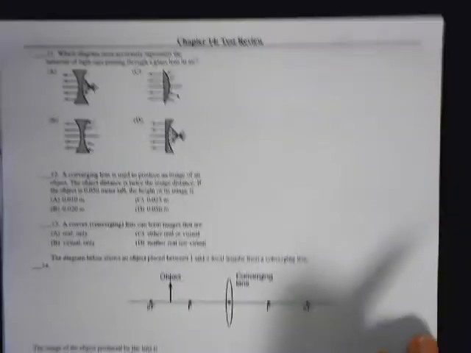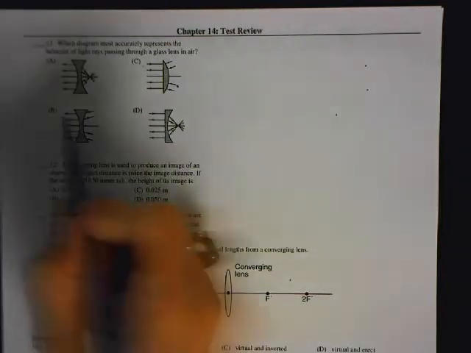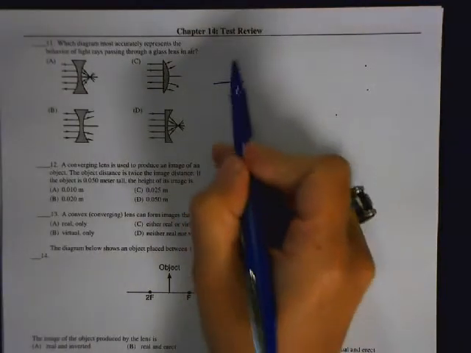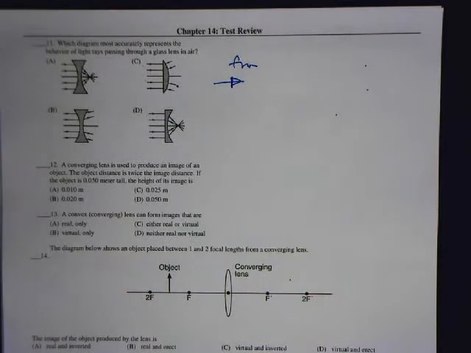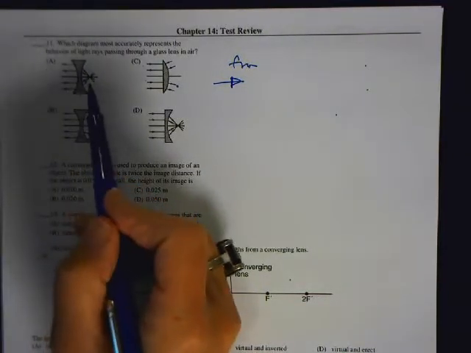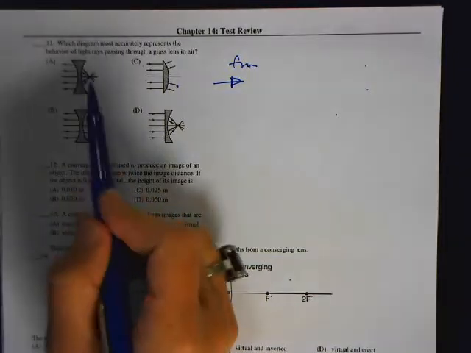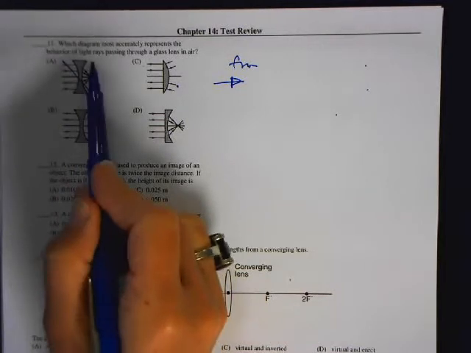Alright, so we have different types of lenses here. It says, which diagram most accurately represents the behavior of light passing through a glass lens? Now, here, the arrows like this show where the light is coming from. Now, let's look at this choice. This type of lens is a diverging lens. So when the light rays go through it, they're going to spread apart. So this is wrong. Okay?